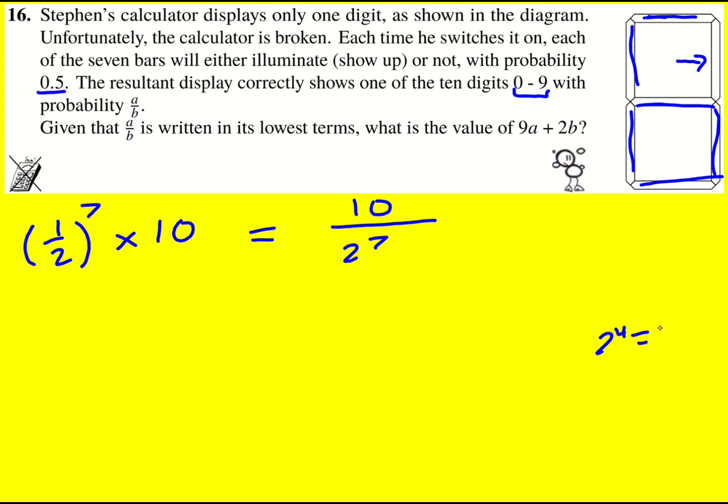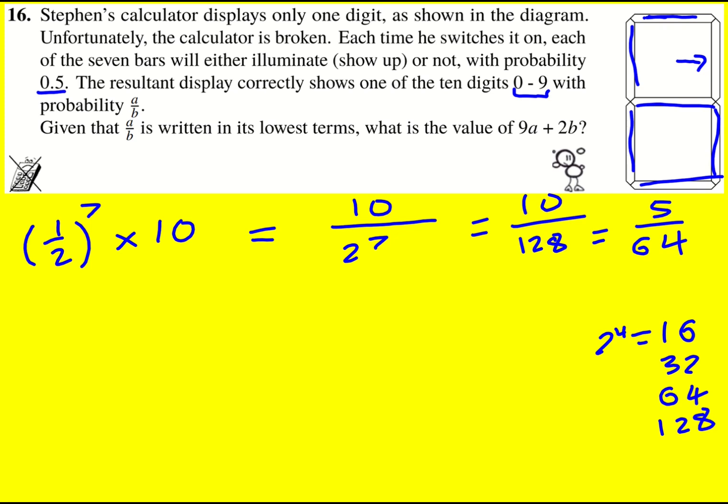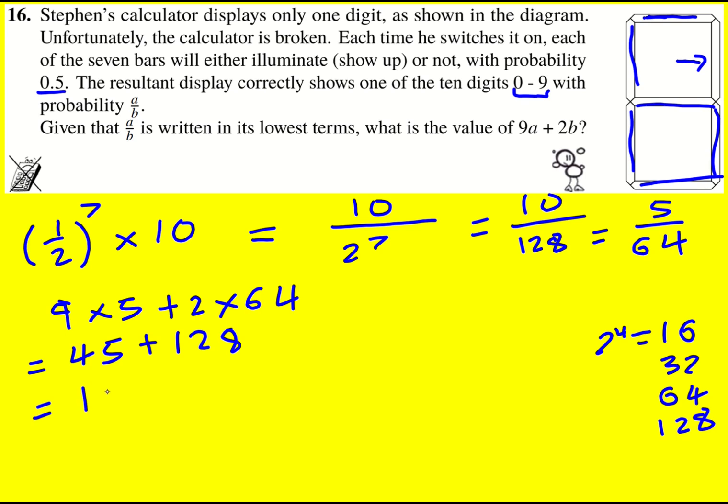2 to the power of 4 is 16, so it's going to be 32, 64, 128. So 10 over 128. You can divide through by 2, it's going to be 5 over 64. So that is the fraction in its lowest terms, and now we just need to do 9 times 5 plus 128, which is going to be 173. So that's how I did this question.